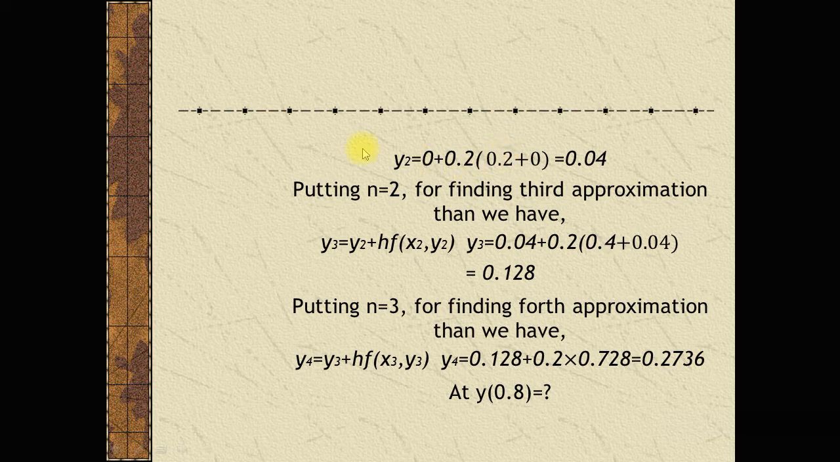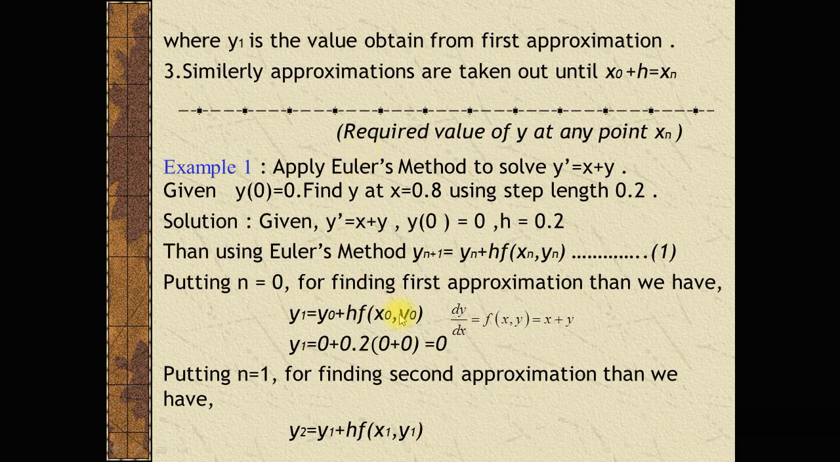First of all, you see over here the value of x0 is 0. So the function at x0, y0 will be defined by x0 plus y0, so x0 is 0 and y0 is 0. Now this is the value of y1. Now putting n is equal to 0, this will be x1. So the x1 value according to the step size will be 0.2. From 0, according to the step size 0.2, the value of x will be 0.2.